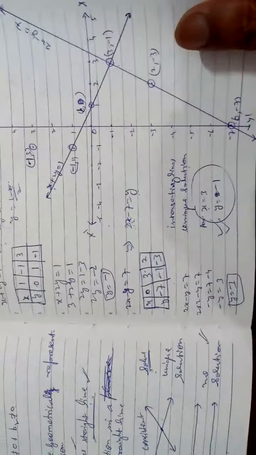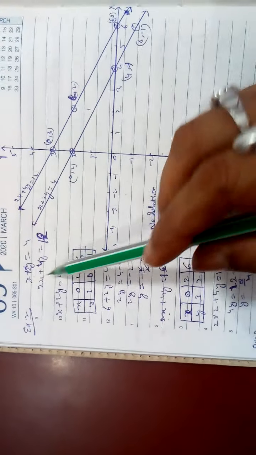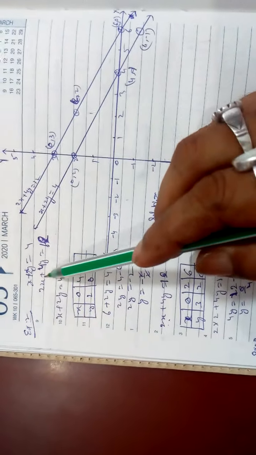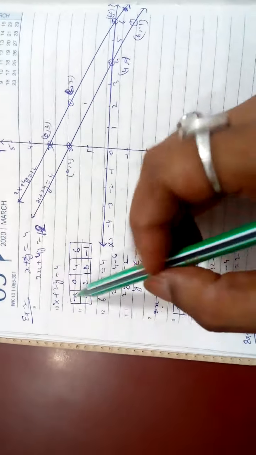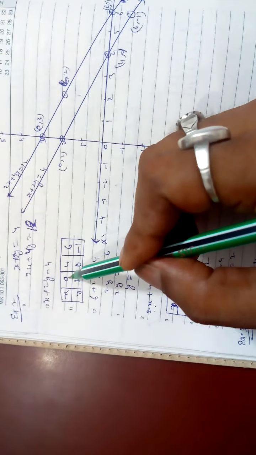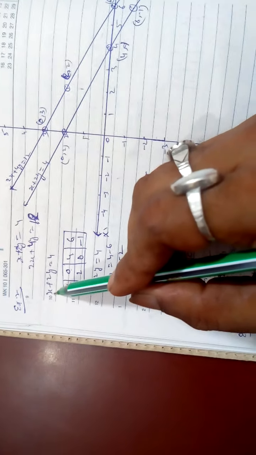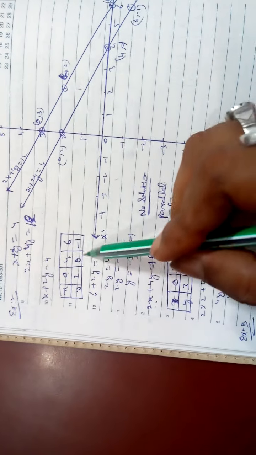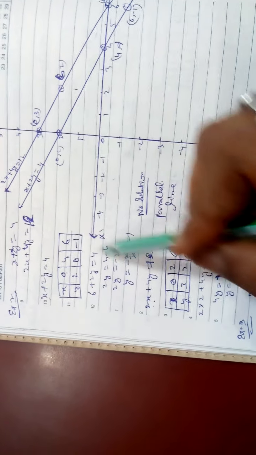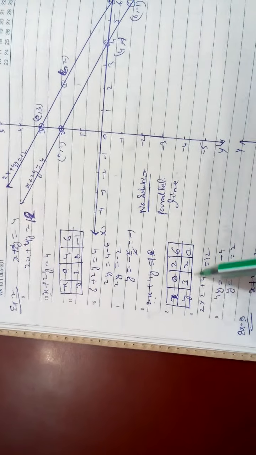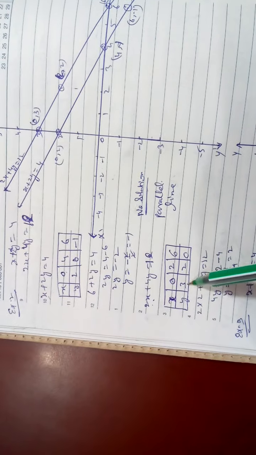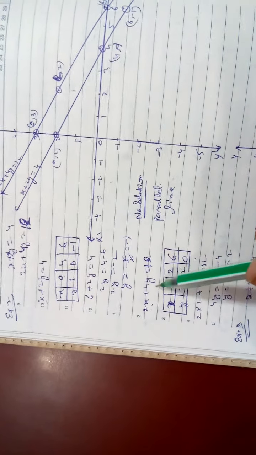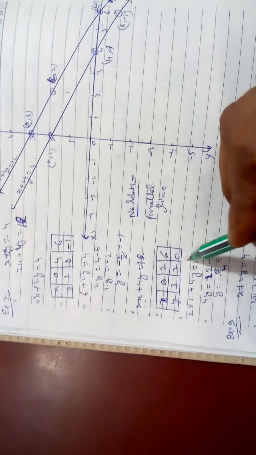Next we will see another example. Another example I have taken: x plus 2y is equal to 4, and 2x minus 4y is equal to 12. For x plus 2y equal to 4, I have taken x as 0, 4, 6, so you are getting y as 2, 0 and minus 1. For the second equation, plot the graph with the points 0 comma minus 3, 2 comma minus 2, and 6 comma 0, since 12 minus 12 is 0.